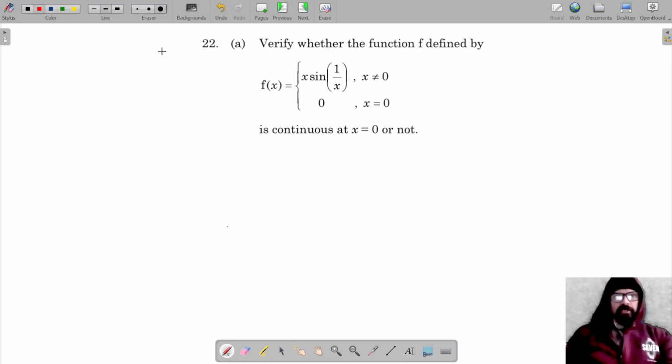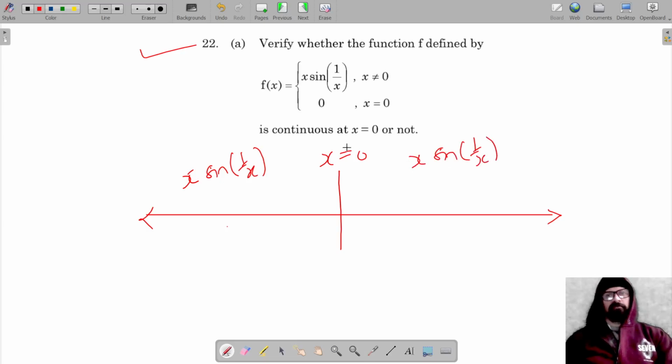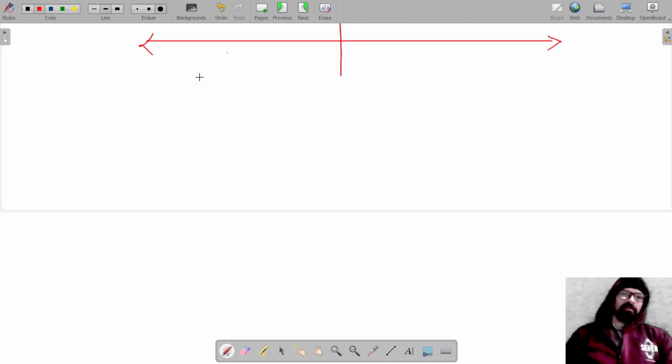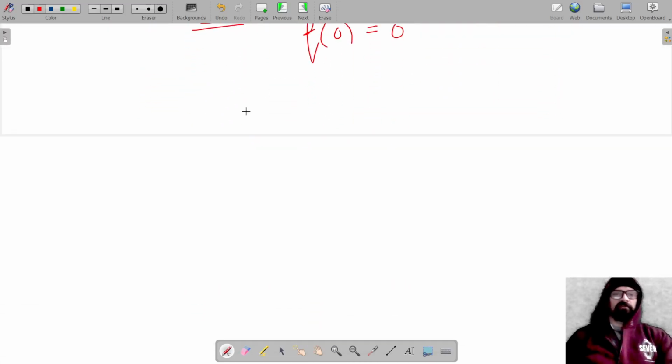Okay, for question number 22, part A, we have to verify that the function is continuous at x is equal to 0, and this function is defined for x on the real line as follows. The value of the function at x is equal to 0 is 0, and when x is less than or greater than 0, the function is defined as x into sine of 1 by x. We have to check its continuity at x is equal to 0. So at x is equal to 0 the value of the function is 0, because 0 into something is 0. Now let's find out its left hand limit.